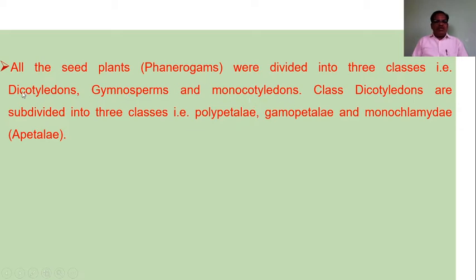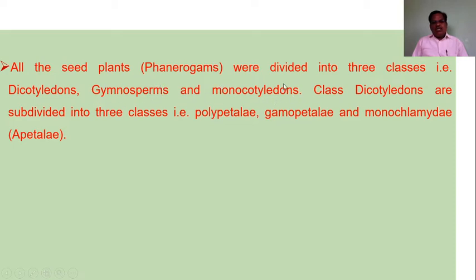Dicotyledons means what? 2 cotyledons in the seeds. Gymnosperm is nothing but the ovules are always open, or seeds are always open. Ovules are open on the megasporophyll. The growth of this group of the plant is very slow. This is the gymnosperm. Gymna means naked and sperma means seed. It is a group of the plants in which seeds are always naked, always open on the megasporophyll.